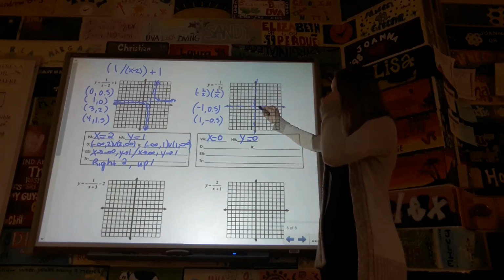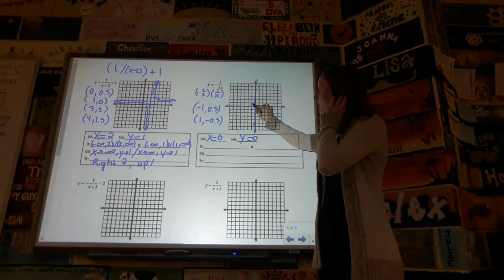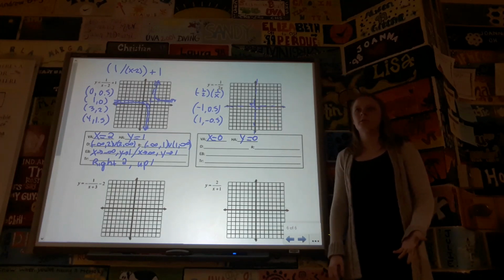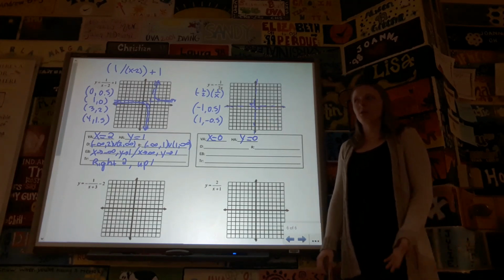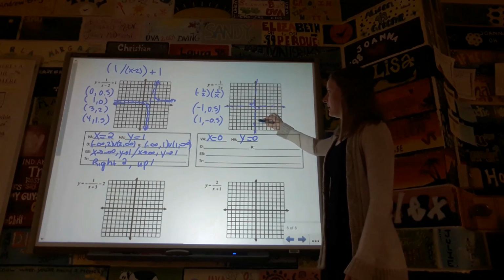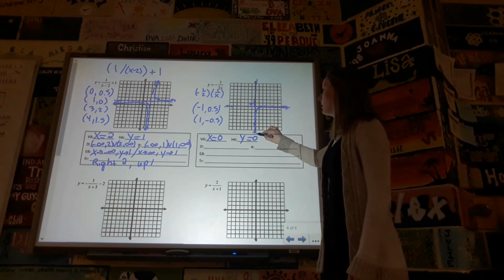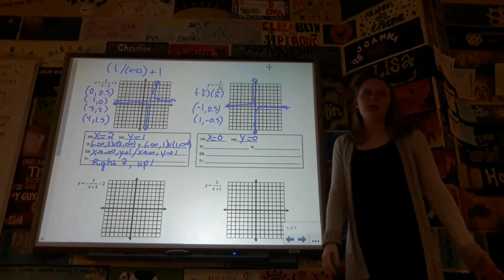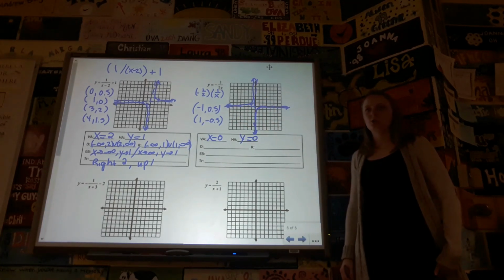So I'm only going to be able to graph this one and this one. I'm only going to have 1 point per quadrant, but you can still see which quadrants they're in. It's in quadrant 4 and quadrant 2. And you can still graph it. You only have 1 point though, so just be really careful as you're graphing the actual curve.